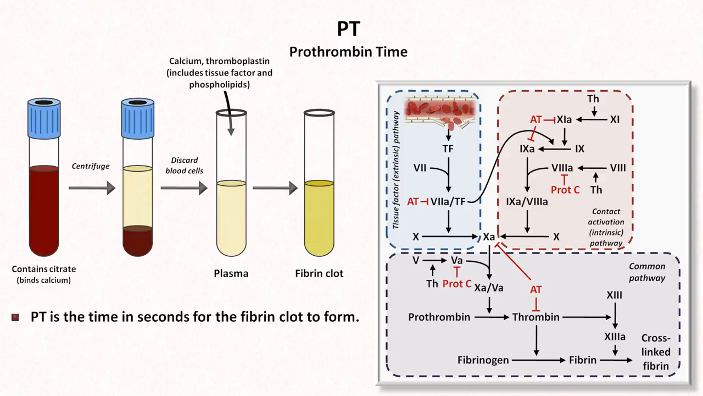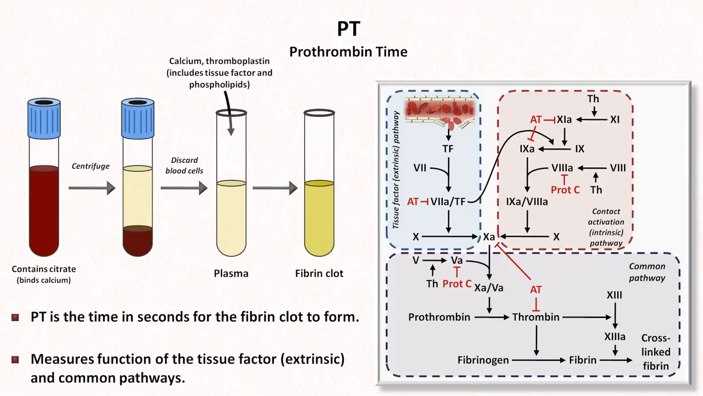From the coagulation cascade diagram, you can see that this is a measure of the function of the tissue factor pathway. However, it is also a measure of the function of the common pathway, since deficiencies or abnormalities of thrombin, fibrinogen, factor V, or factor 13 will also lead to delayed clot formation.